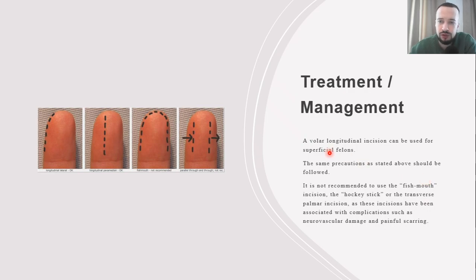A volar longitudinal incision can be used for superficial phalanx. The same precautions as stated above should be followed. It is not recommended to use the fish mouth incision, the hockey stick, or the transverse palmar incision, as these incisions have been associated with complications such as neurovascular damage and painful scarring.